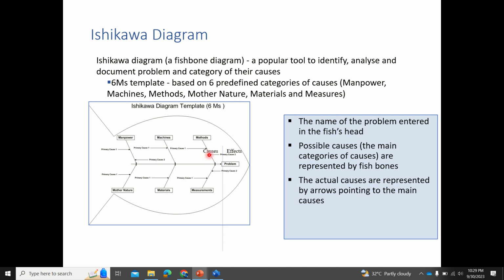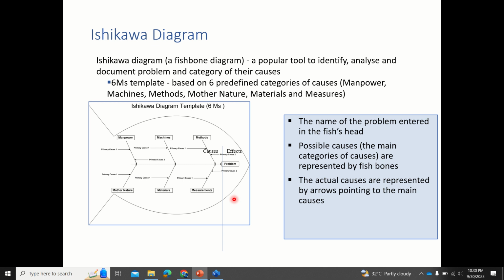Say you will have multiple problems, so each problem will be written at the head of the fish, and the causes will be identified based on the category. So 6M is nothing but the 6 different M categories that you have actually identified. So you have methods, machines, manpower, mother nature, materials, and measurements. If you have a problem, you will look into all these different perspectives, like from the measurements perspective, what is the cause in terms of measurements, what is the cause in terms of methods, what is the cause in terms of machines. Like that you will look into different perspectives and you will identify the different causes.